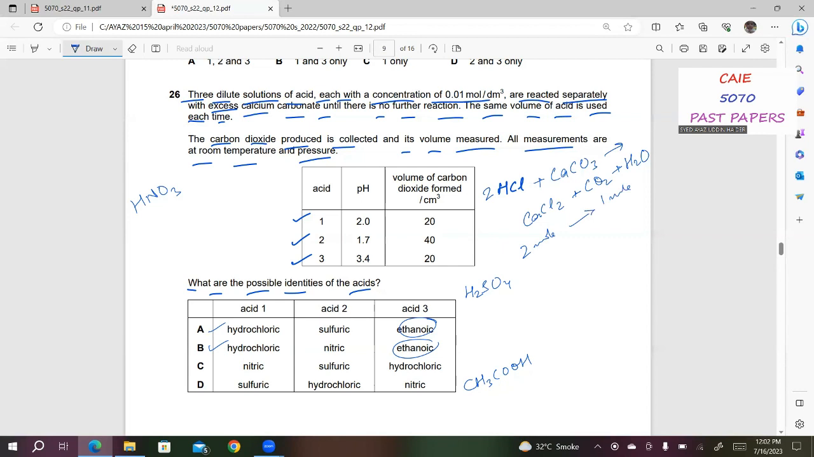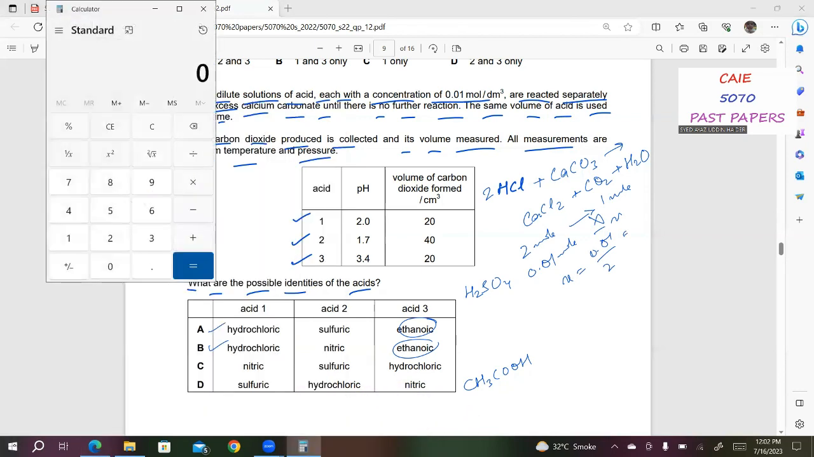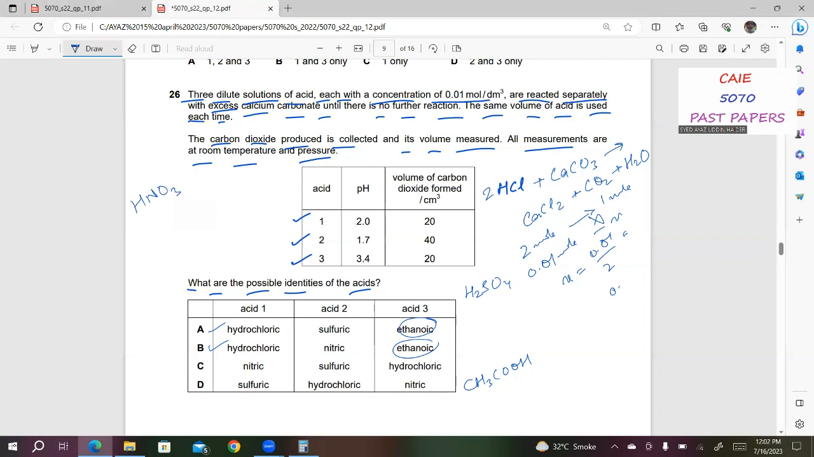So if you look at the concentration of the acid, it is 0.01 mole. So I will write 0.01 mole produces X mole of carbon dioxide. So X becomes 0.01 divided by 2. So if you divide 0.01 by 2, what will you get? You will get 0.005 moles of carbon dioxide.